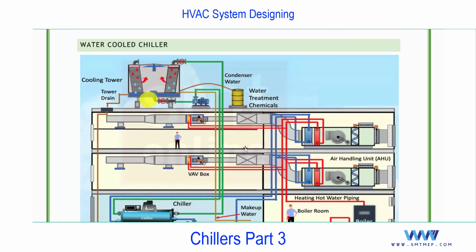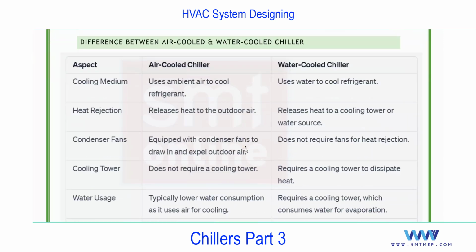This is also one disadvantage, but we have some more points. You see, this is important from an interview point of view. In the list, the first point is the difference between air cooled and water cooled chiller: the cooling medium. We are using atmospheric air in an air cooled chiller. In a water cooled chiller, we are using water to cool the refrigerant. Next, heat rejection: an air cooled chiller releases heat to the atmosphere, and here it releases heat to the cooling tower, or to the water which is used to cool that condenser again.